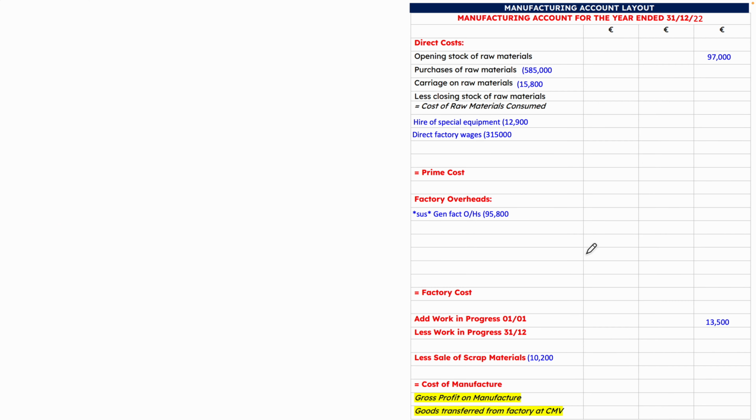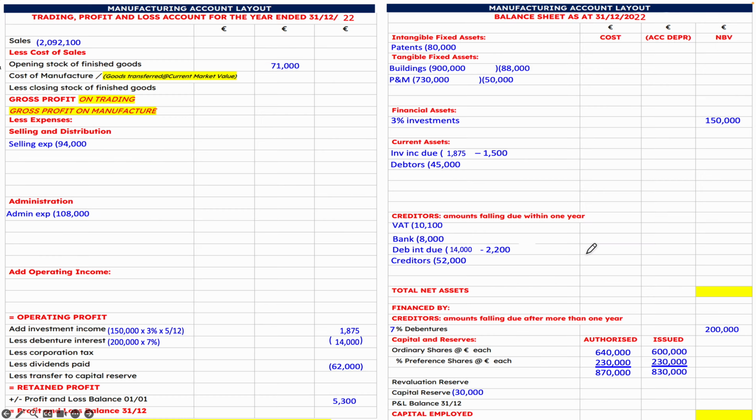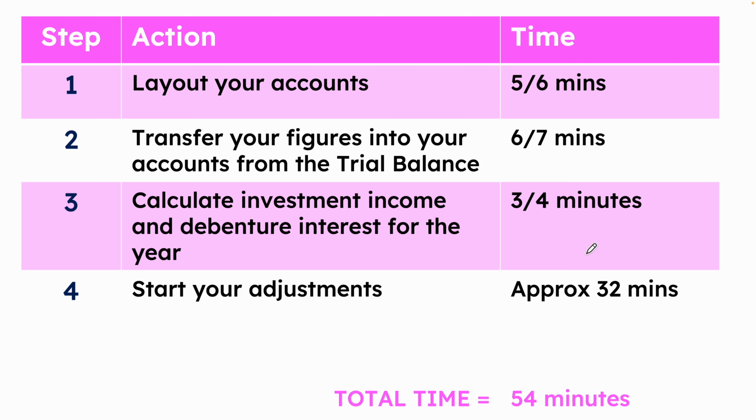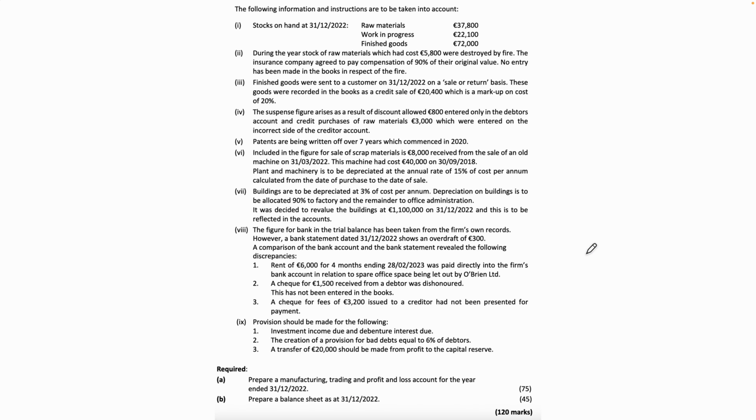Okay, so that is steps 1, 2 and 3 completely done, right? So you have a lot done at this stage, okay? And the only time you use your calculator was to work out your investment income and your debenture interest, right? So you haven't done one adjustment yet. So you've got a lot done, you've got a lot of marks banked, and you're well on your way to completing your question 1. Step 4 then, start your adjustments, and you should have approximately 32 minutes to do this.